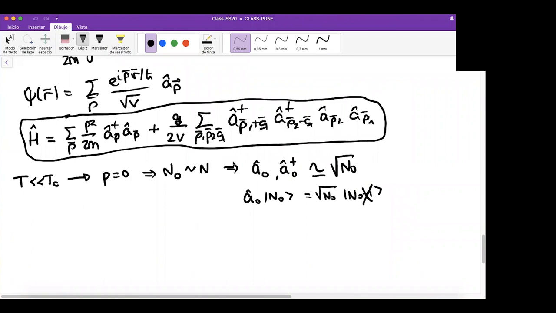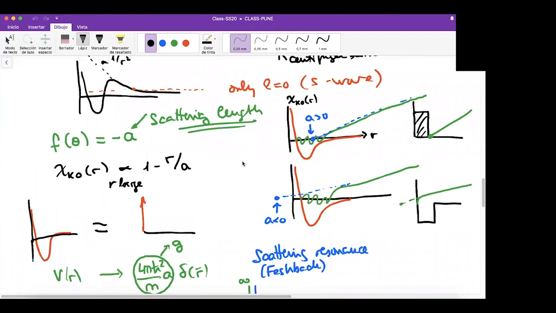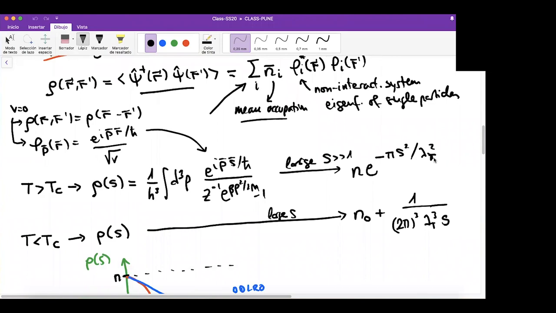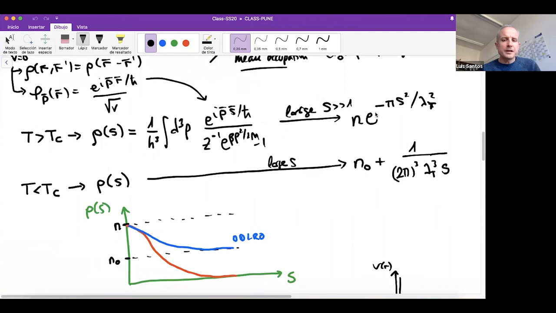Okay. So I have one question. Hello. When you are discussing off-diagonal long range order, you are saying large distance r, right? What do you mean by large? When you say large compared to something, that part I did not understand. I am thinking, for example, of the thermal de Broglie wavelength. So it's something very far away.